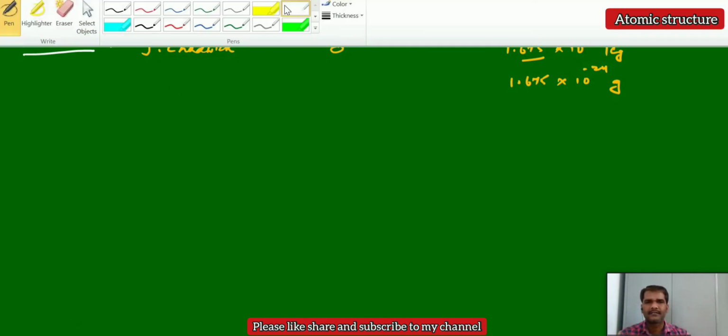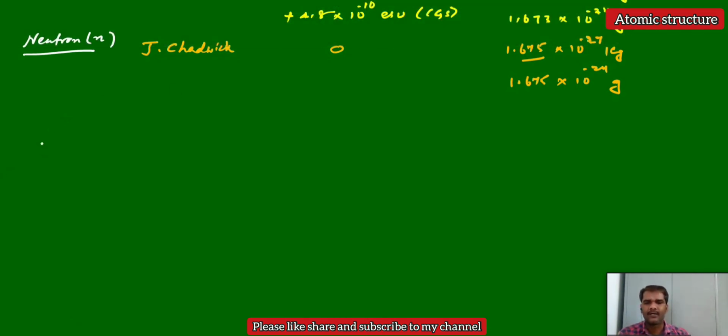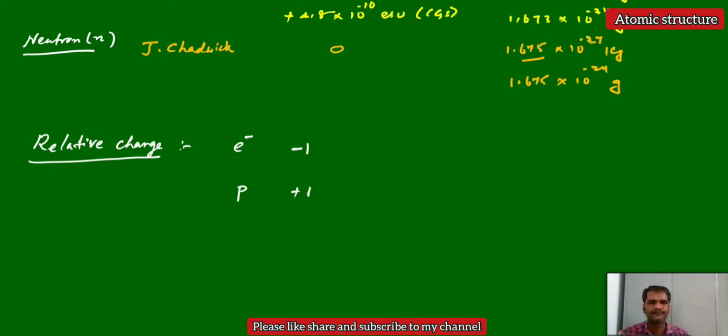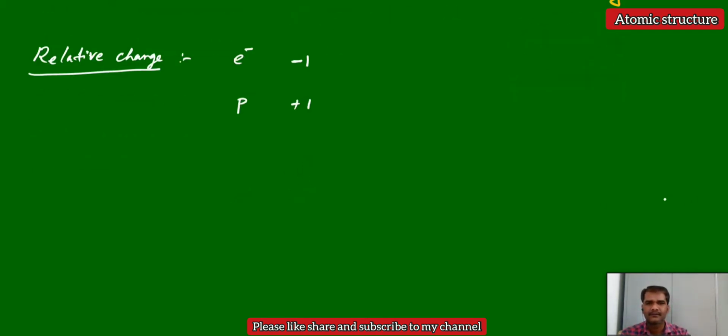Next we will see the relative charge and relative mass. Relative charge of electron: generally we take electron as carrying a negative charge, we can say -1. This is a relative charge. And relative charge of proton we can say +1, because they are in 1:1 ratio. And neutron, no charge, so in the neutron case it is 0.